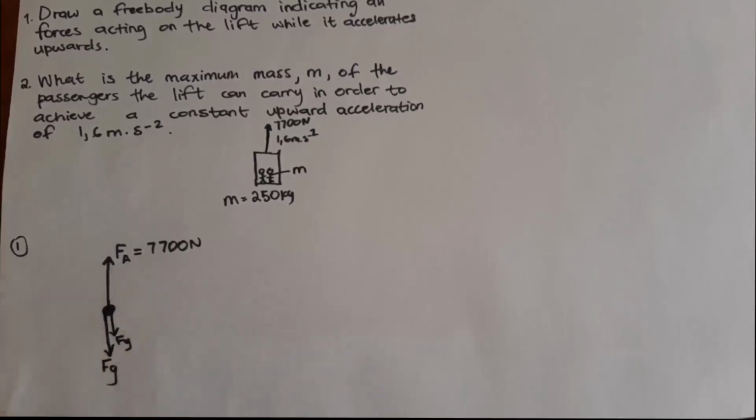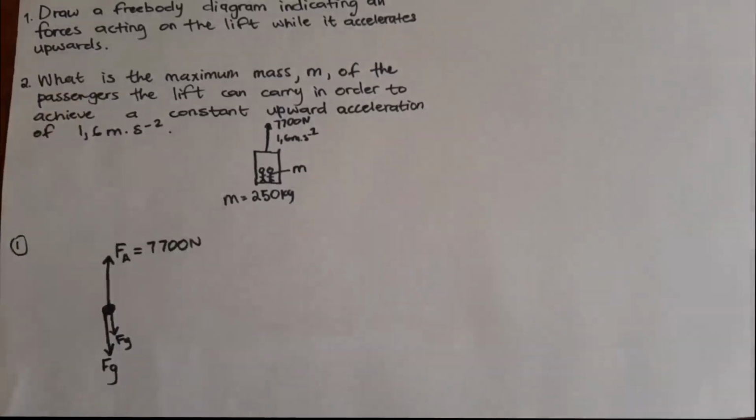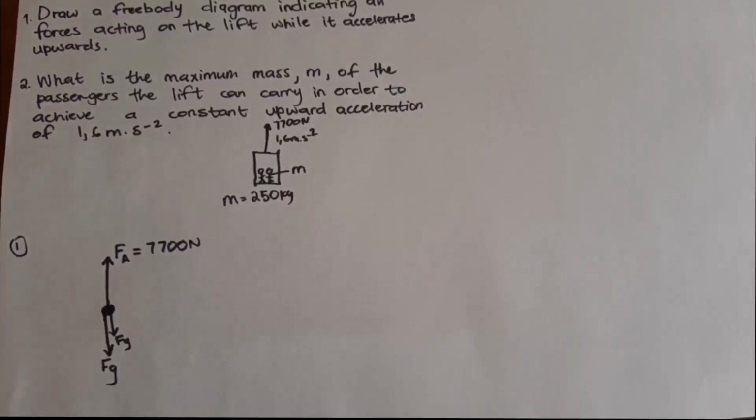I just wanted to make sure that you can clearly see everything. So you have two gravitational forces, one on the passengers inside, as well as one on the lift. Right now, the second question says: what is the maximum mass m of the passengers the lift can carry in order to achieve a constant upward acceleration of 1.6 meters per second squared?